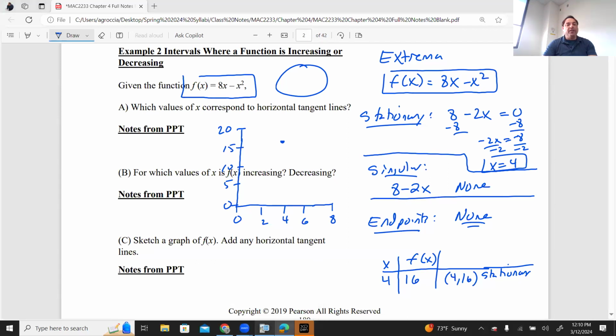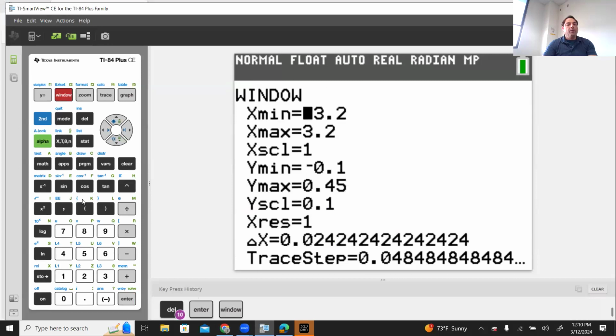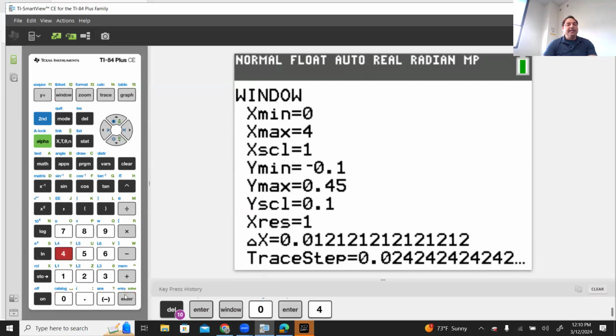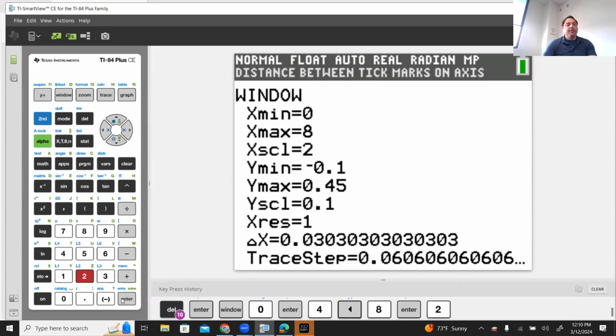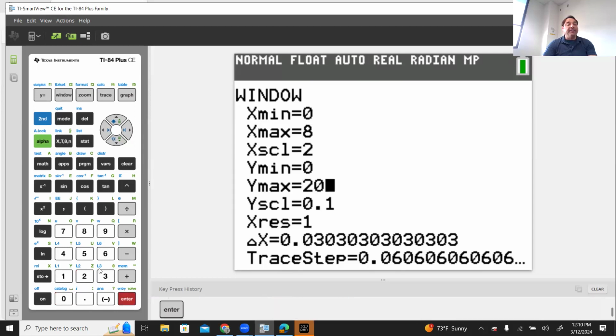So I go to the calculator, window. We decided to go from 0 to 8, counting by 2s. And then the y's, we decided to go from 0 to 20, counting by 5s. Now again, we can change this later. We did build a window around what we needed to see, and adding some algebra.